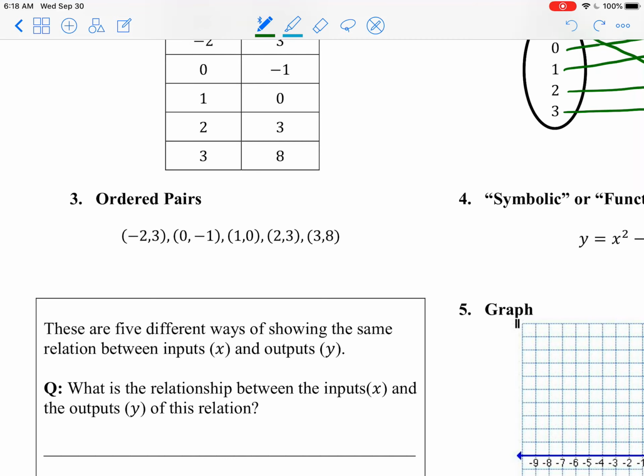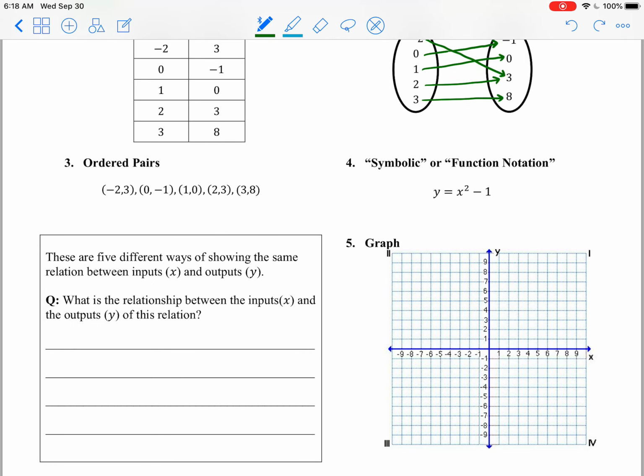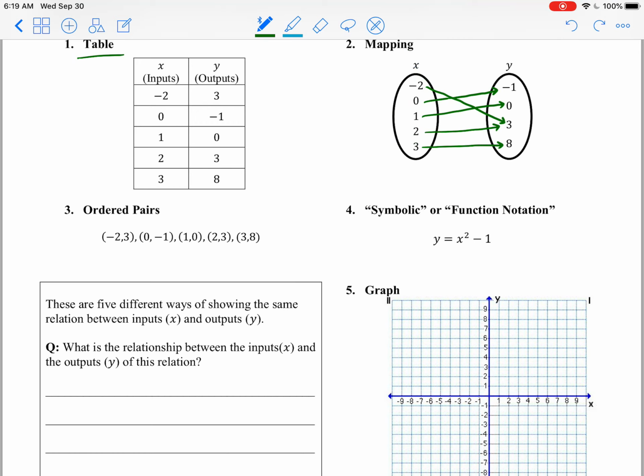So that's yet another way to showcase the relationship between the inputs and outputs. Okay, so those are called ordered pairs. We don't need to write anything for those because they're already done for us. The next way to show a relation is called symbolic or function notation. Symbolic just means symbols, right? And function notation is just the name we give for it.